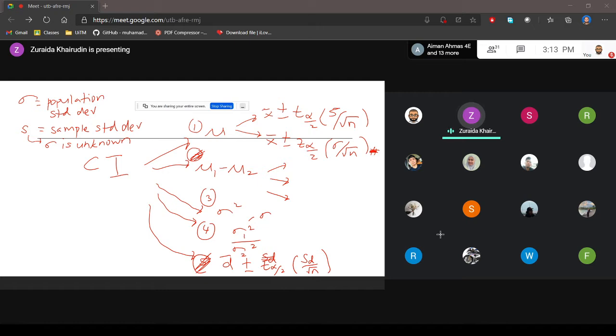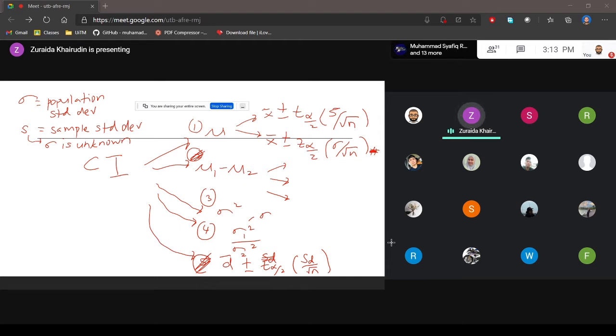That means you have two population. Let's say population class A, mean for class A. And then you have another mean for class B. That means you have two population. So you want to know the difference between the two population means of score, for example. Okay, two population, ada dua populasi kat sini.